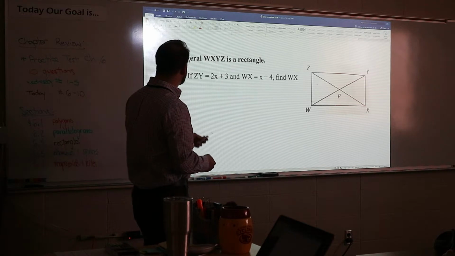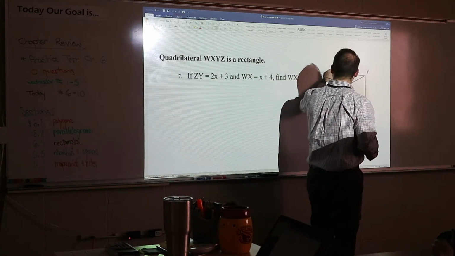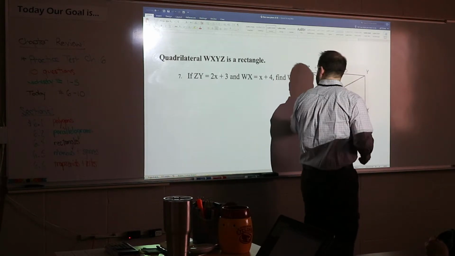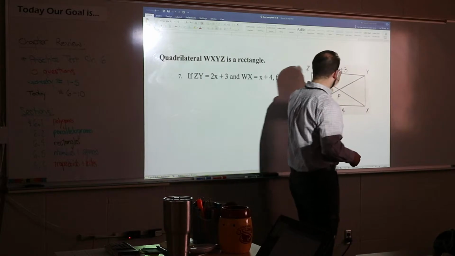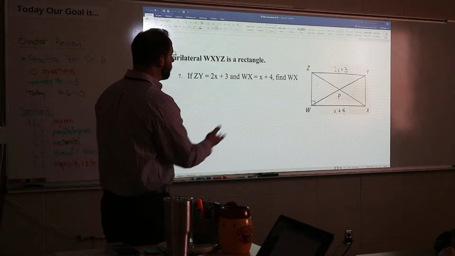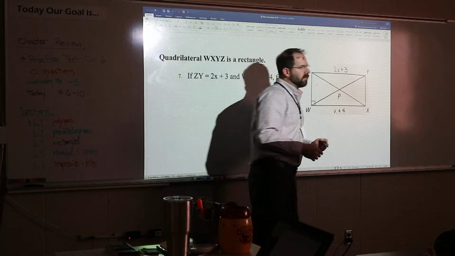Well, when you look at this picture, they told me ZY. ZY is this stick, that's the 2x plus 3. They gave me the WX on the bottom here, which is the x plus 4. And what can you tell me about those two? They're equal. Yeah, set them equal, solve for x. You can plug it back in, because they want you to find the length of WX in the very end.